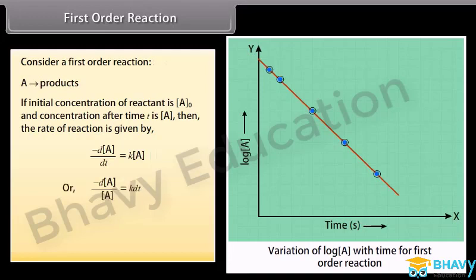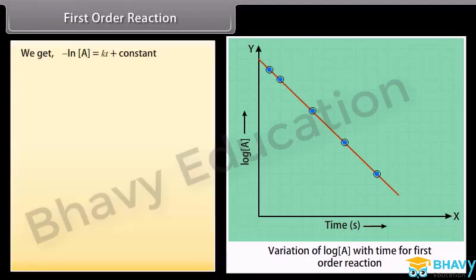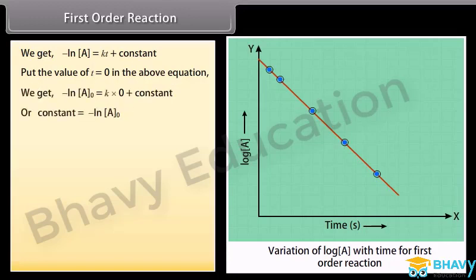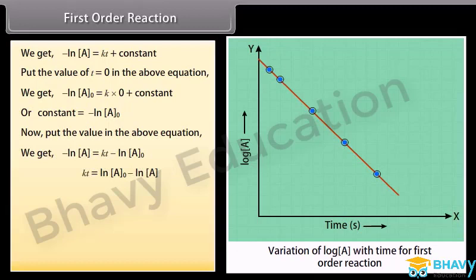It can be written as minus dA upon A is equal to K dt. On integrating both sides, we get minus natural log of A is equal to Kt plus constant. Put the value of T is equal to 0 in the above equation, and we get constant is equal to minus natural log of A naught. Now put the value in the above equation, and we get minus natural log of A is equal to Kt minus natural log of A naught.